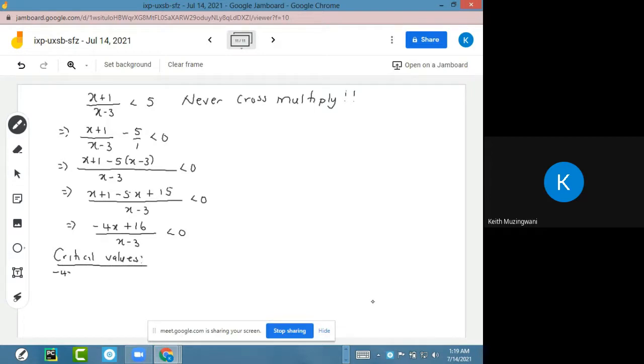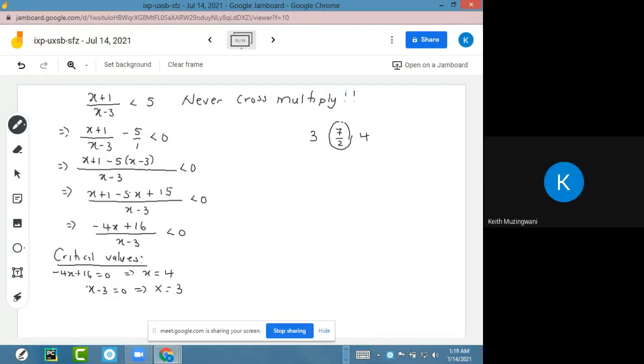Negative 4x plus 16 is equal to 0, giving us x is equal to 4. And x minus 3 is 0, giving us x is equal to 3. So we form a table. 3, 4, again, no whole number in between. But if we add 4 plus 3, we get 7, and then divide it by 2. What we'll have is 3.5.